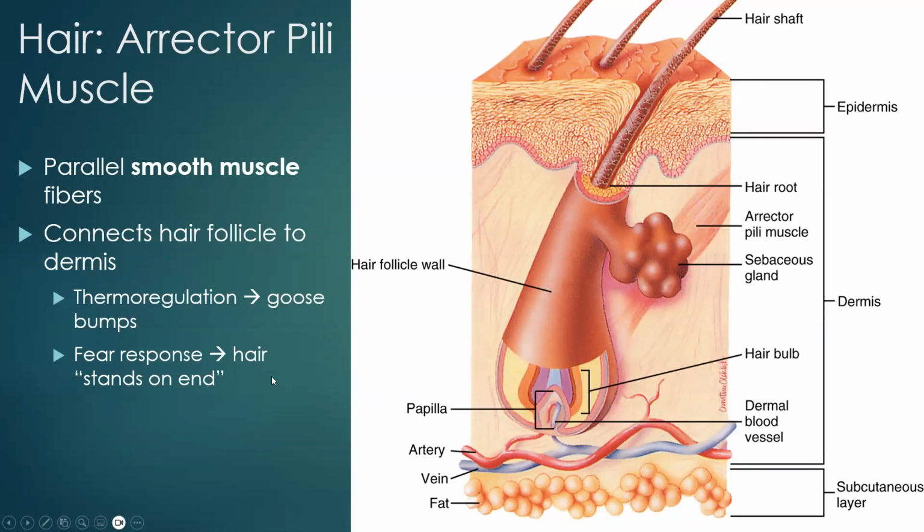So anytime you have a fear response, or if you get really cold, you get these goosebumps. Your hair stands on end. And so what's happening is these little muscles, these erector pili, are contracting to help make the hair more upright. And that is why we call it our hair standing on end.